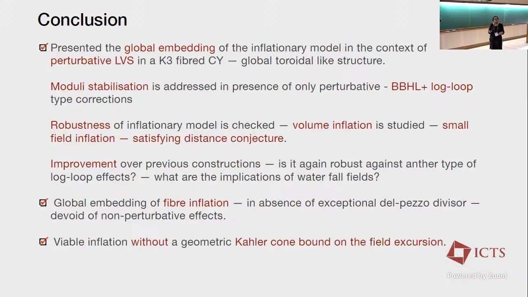The volume inflation that I have shown you is a small field inflation, and we know there are swampland conjectures. This volume inflation is in compliance with the distance conjecture, because it is a small field inflation. And in fiber inflation, there is something nice that happens: since there are no non-perturbative effects, we don't need any exceptional del Pezzo divisor, it's just like a 4-cycle. Since you don't have that, there is no bound imposed on the field excursion, which is always good, because the previous fiber inflationary models had that problem, and it is a well-known problem which is absent in our case.